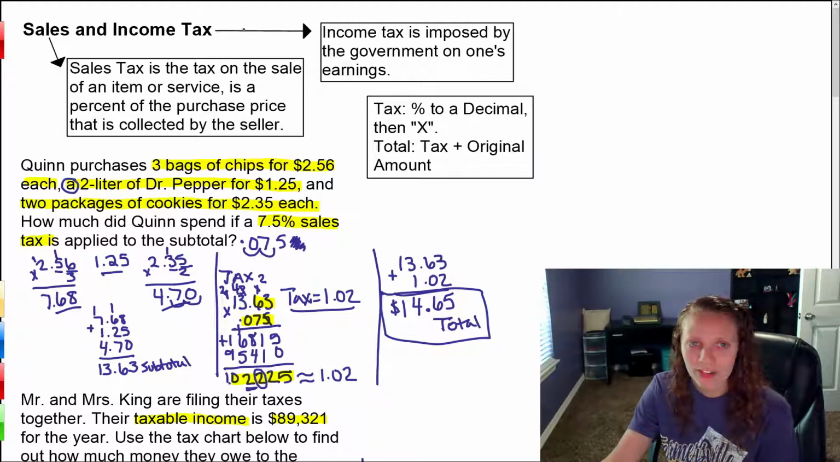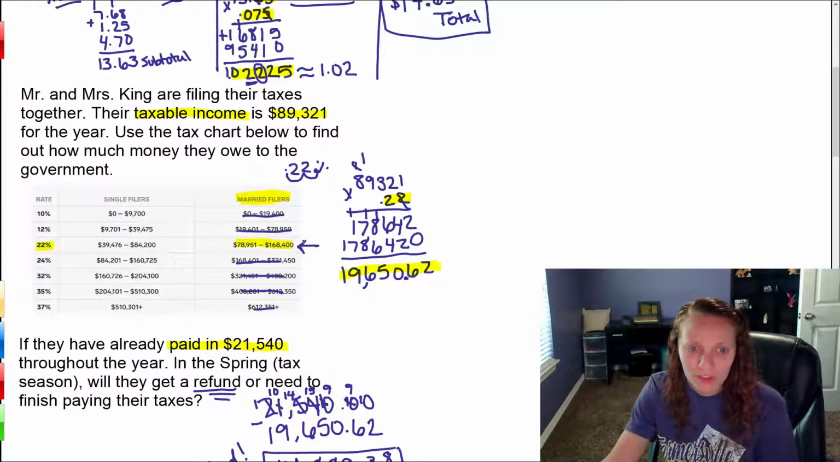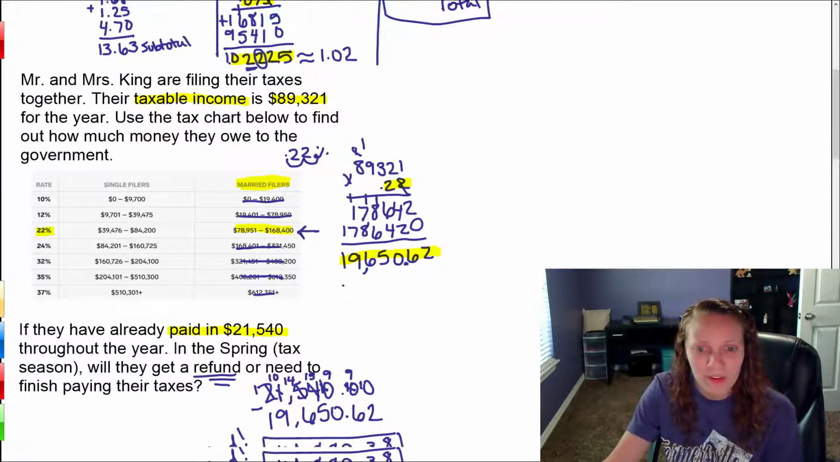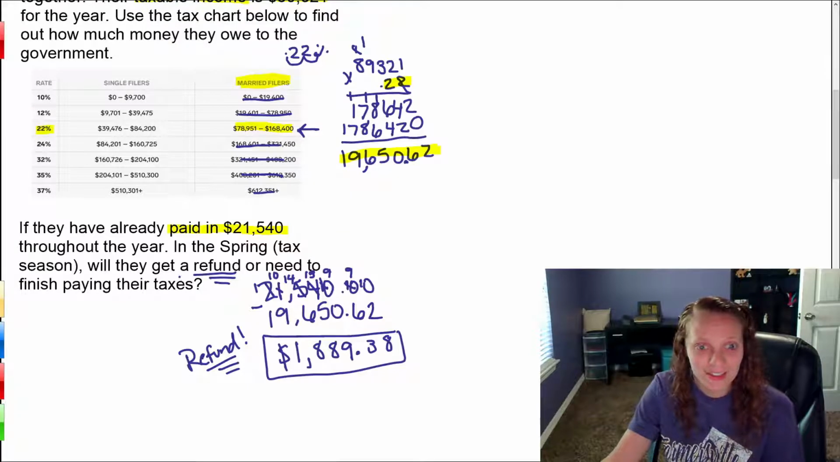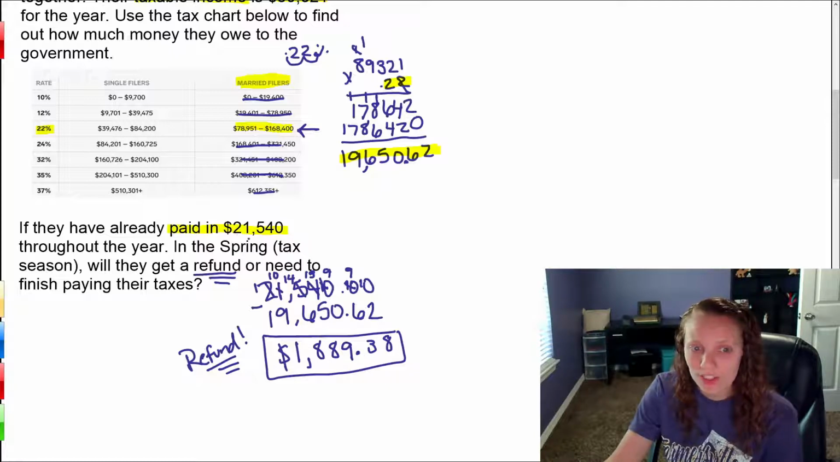We also talked about income tax. Income tax is imposed by the government on one's earnings. So however much money that you're making throughout the year, there's a percentage of that you also have to send into the government. And then during tax season in the spring, you figure out, well, did I get a refund back from the government? Did I pay in too much? Or did I not pay in enough and then I owe some more money? The Kings, they ended up getting a refund because they paid in too much. They paid in $21,000 where they only owed $19,000.